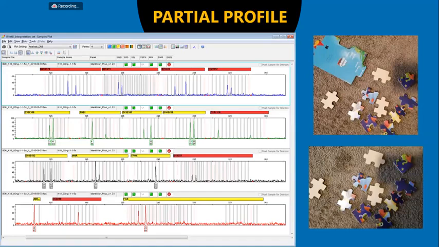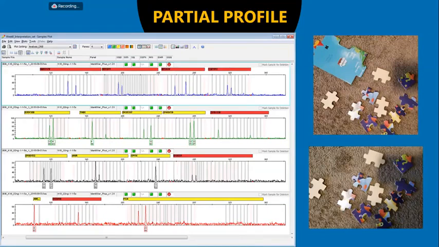This one is an example of a partial profile. You can see, looking at this, you have some peaks that have a number underneath them and some that don't. The ones that don't would be considered below our analytical threshold. That means that below a certain threshold, it's not something that we can confidently call a true peak.